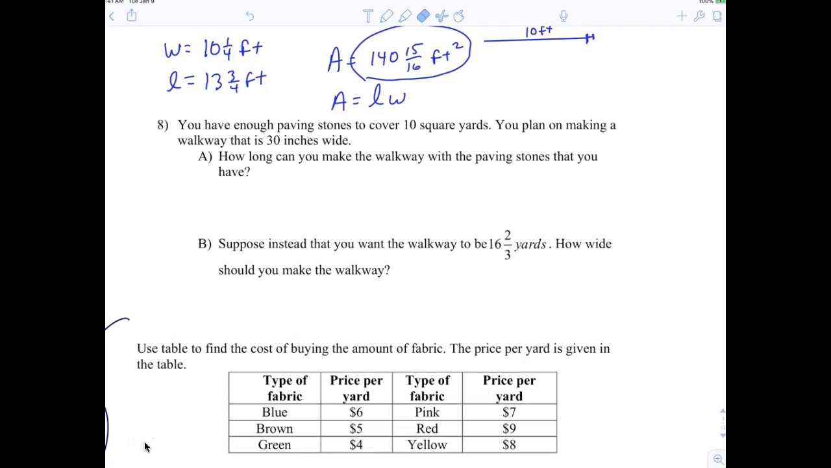All right. Quickly. Don't have paving stones for the square. Then I'm making it walk.